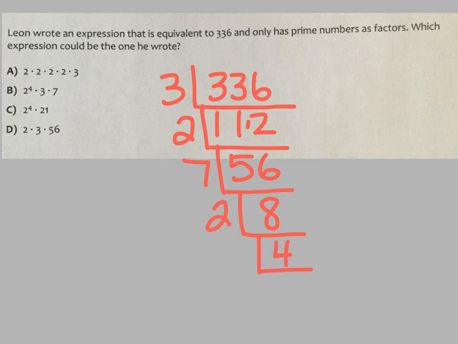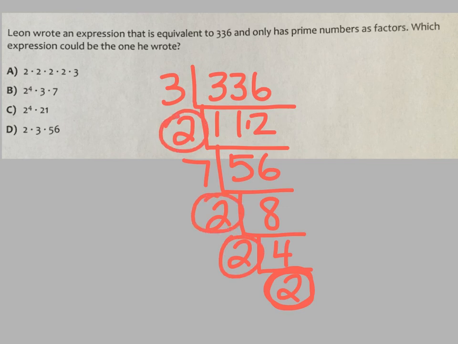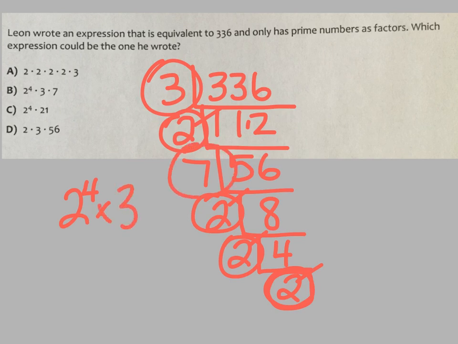Another upside down house. 2 is a prime number. 2 into 4 goes twice. When my quotient or my solution is a prime number, I'm done. And I go back and look at all of my prime numbers. 1, 2, 3, 4 2s, 1 3 and 1 7, and I get the same exact answer of 2 to the power 4 times 3 times 7. Answer choice B.